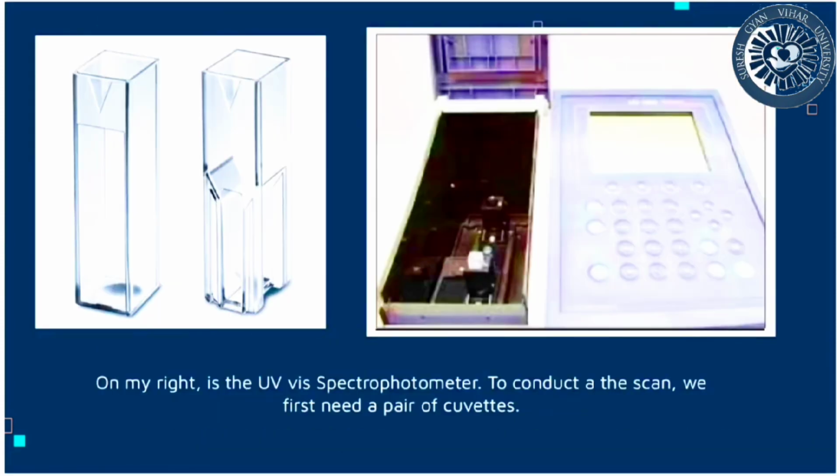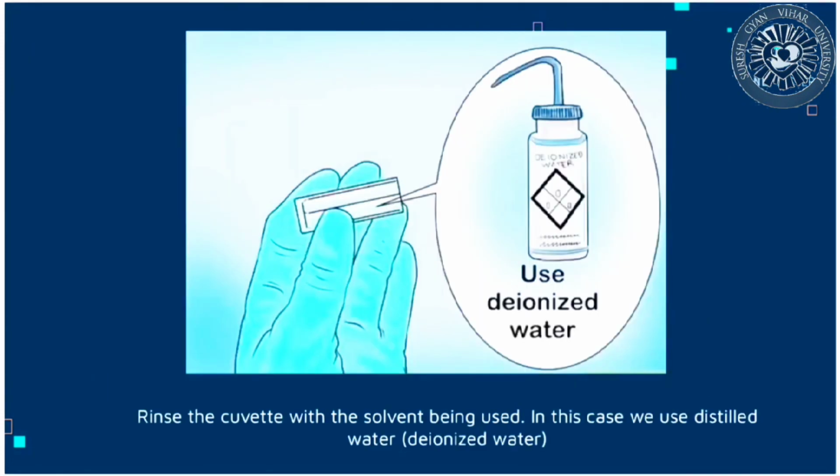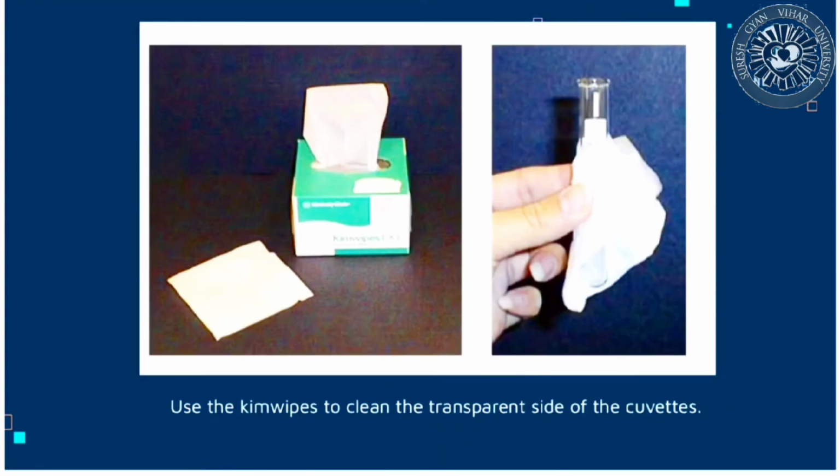On my right is the layout of the UV-VIS spectrophotometer. To conduct a scan, we first need a pair of cuvettes. For the first run, we have to do a blank solution scan, meaning both the reference and the sample contain just the solvent. First, we should rinse the cuvette with the solvent being used, and in this case we're using distilled water or deionized water.